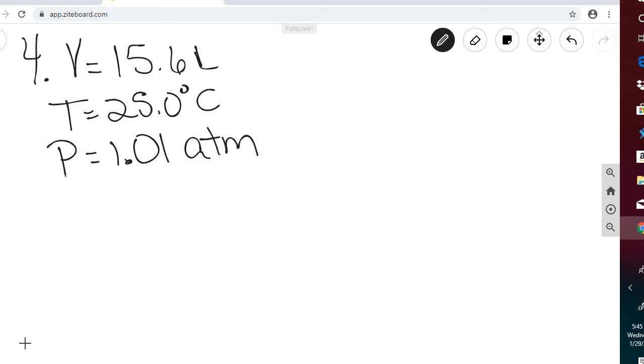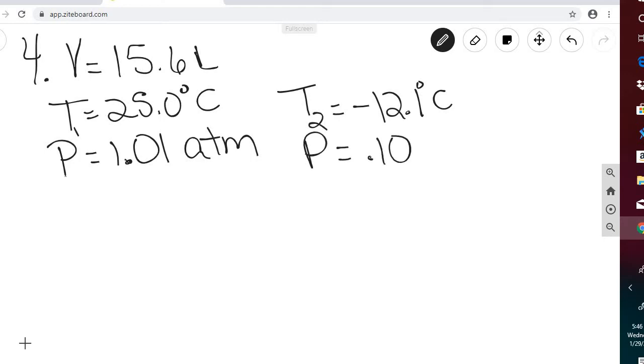The balloon rises to an altitude where the temperature, so this is T1, T2, it's going to rise to an altitude where the temperature is negative 12.1 degrees C. And the pressure, as it's rising to altitude, we know the pressure is going to decrease. So the pressure is 0.10 atmospheres. And we are asked to find the new volume.